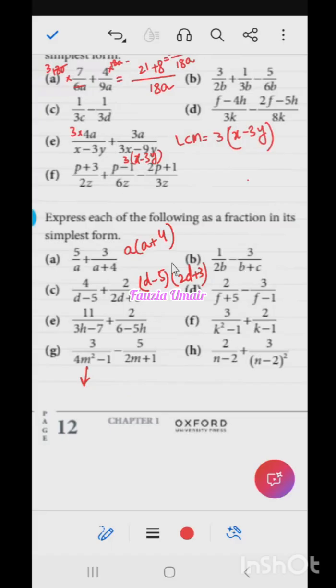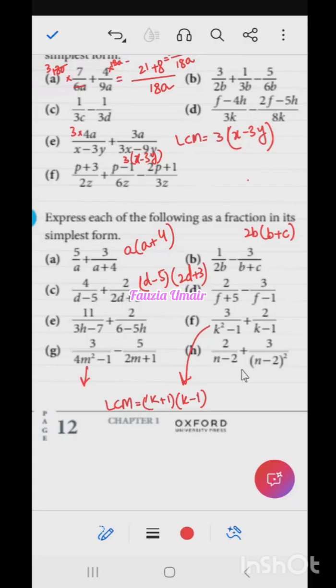अच्छा, आप देखिए बाकी के क्वेश्चंस में, this we have done already. इसमें देखिए 2b, LCM would be 2b into b plus c. ठीक है. सो इसमें भी f plus 5 into f minus 1. अब ये वैसा ही क्वेश्चन है जैसे अभी हमने किया है. k square minus 1 is k plus 1 into k minus 1. ठीक है. So now the k minus 1 will become the common factor and this will be your LCM. LCM would be this.